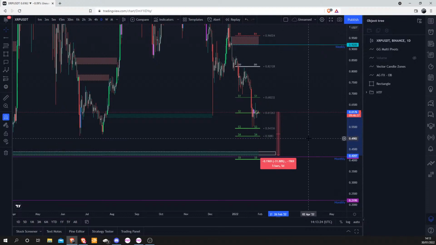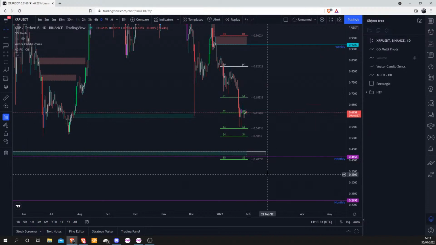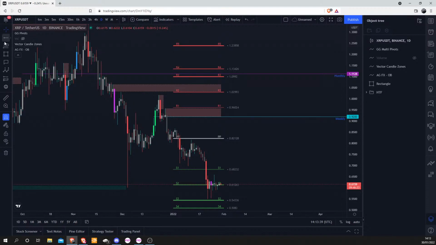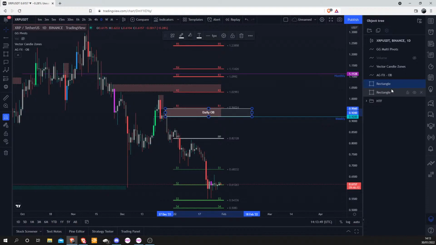That could be, what, a wave. Obviously a lot of it is depending on Bitcoin, but for me, I still favour lower prices on Bitcoin. But anyway, we'll come to that later. I'll get finished marking out these order blocks. Again, keep the object tree nice and neat. Daily OB.